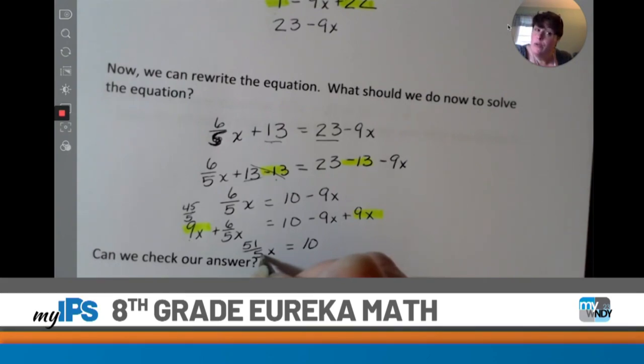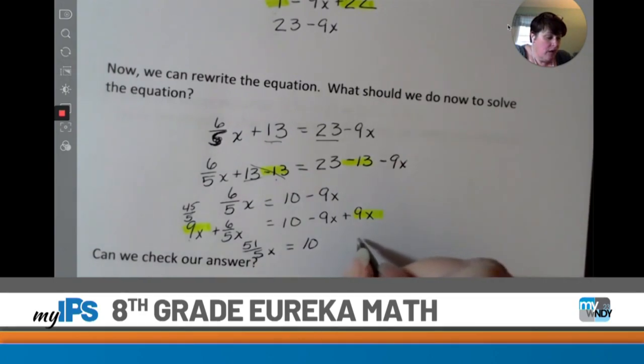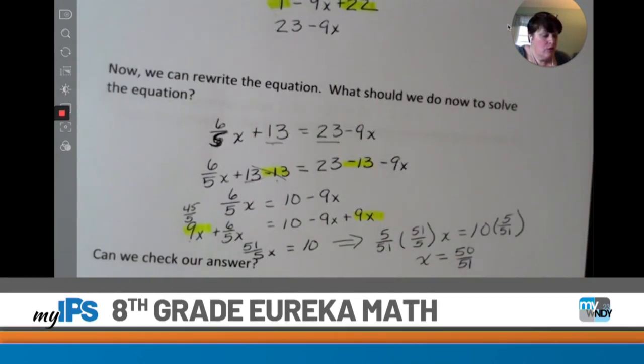Are you thinking that it's 5/5? Or 5/50? Oh my goodness, 5/51? You're correct. So we need to multiply both sides by 5/51. So the value is 50/51.